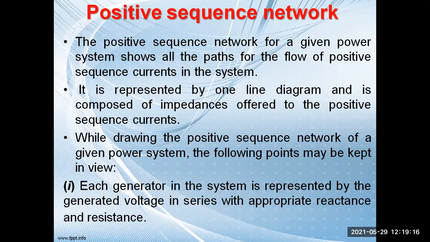While drawing the positive sequence network of a given power system, the following points may be kept in view. First, each generator in the system is represented by the generator voltage in series with the appropriate reactance and resistance. So in the positive sequence network, we represent the network with an EMF in series with the reactance. But in the negative and zero sequence networks, there is no EMF; only the reactance will be present.